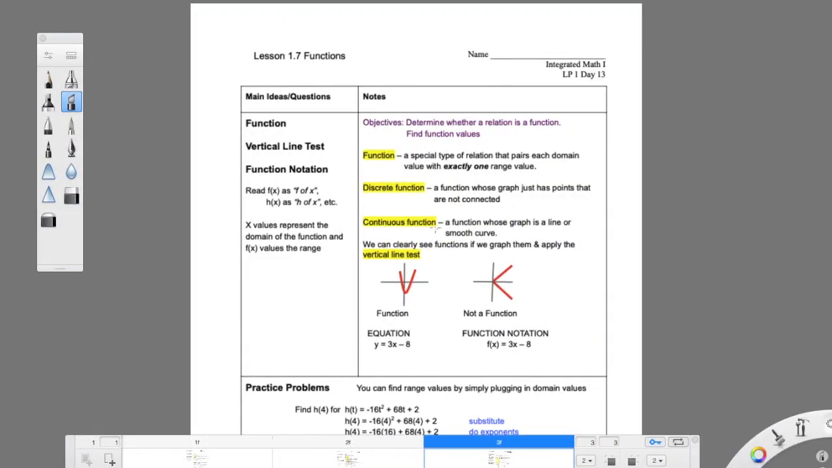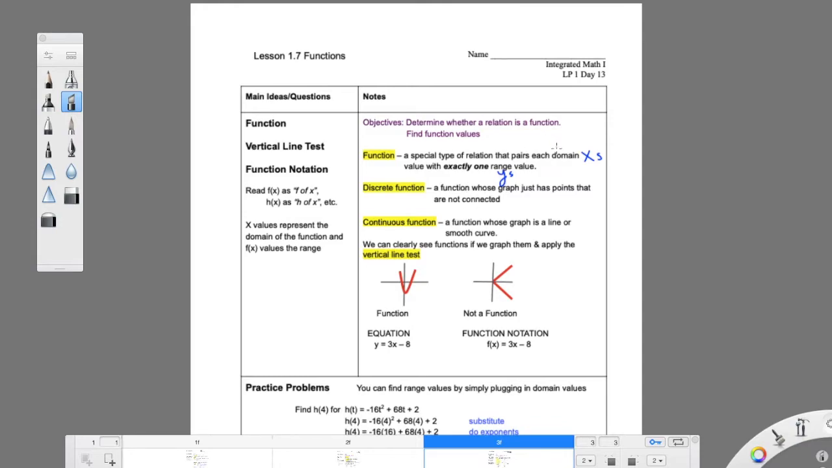All right, so function: a special type of relation that pairs each domain value with exactly one range value. Like I said on the other screen, domain is simply the x's and range is simply the y's. Okay, put a little s after that. So it's the x values, the y values. That's all domain and range mean. It's just another name for those.